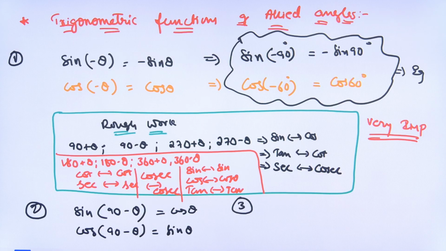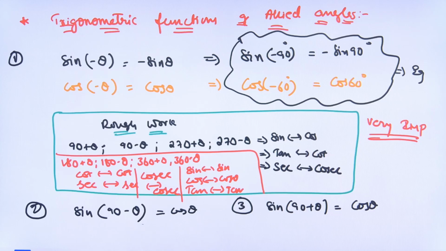Similarly, the third part, sin 90 plus theta. See, students, 90 plus came. So whenever 90 plus or 90 minus comes, sin will become cos, cos will become sin. This will be cos theta. And here parallelly, let us write it like this. Cos 90 minus theta will be sin theta. Here cos 90 plus theta, look carefully everyone. Cos 90 plus theta will be minus sin theta.